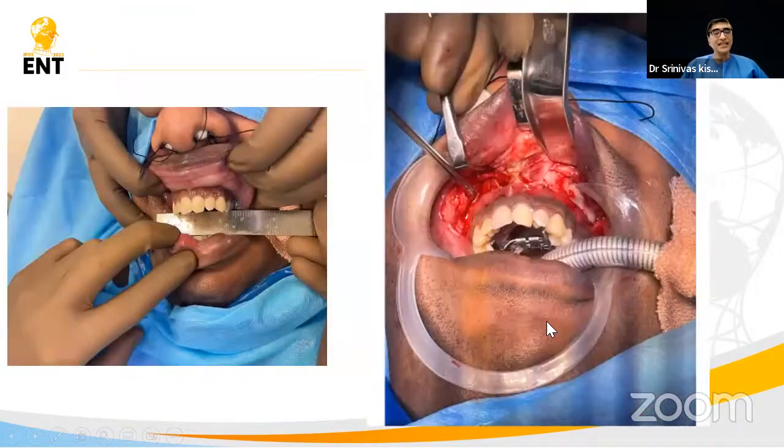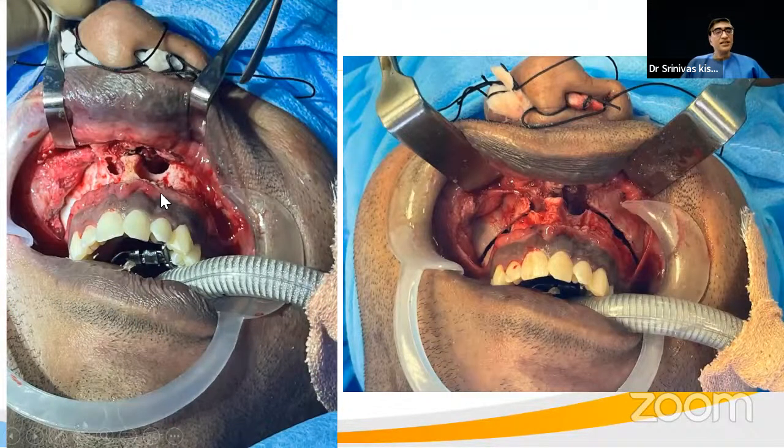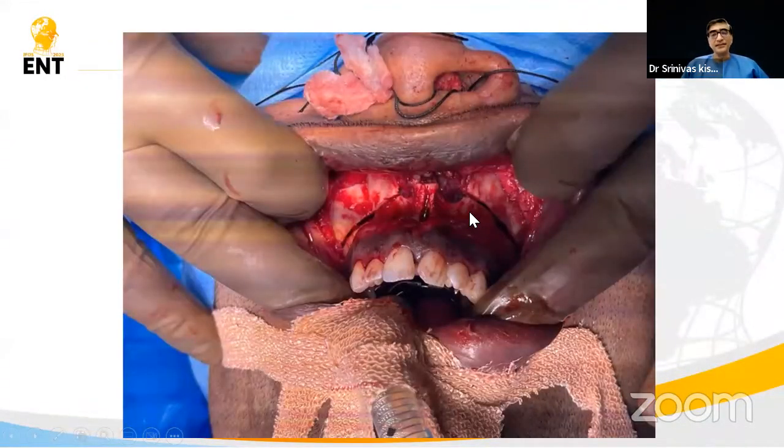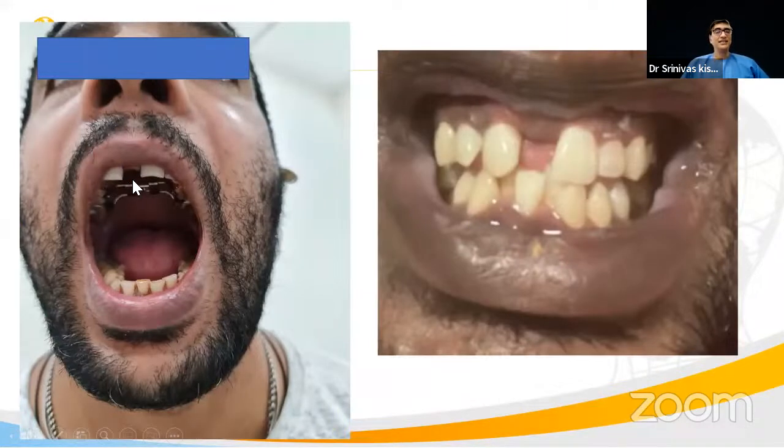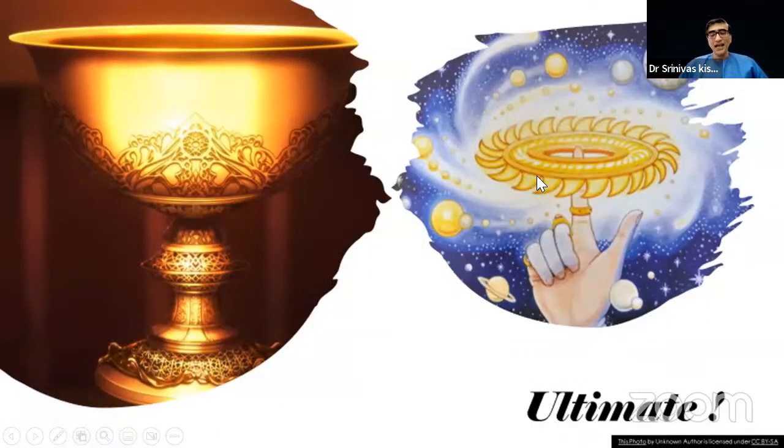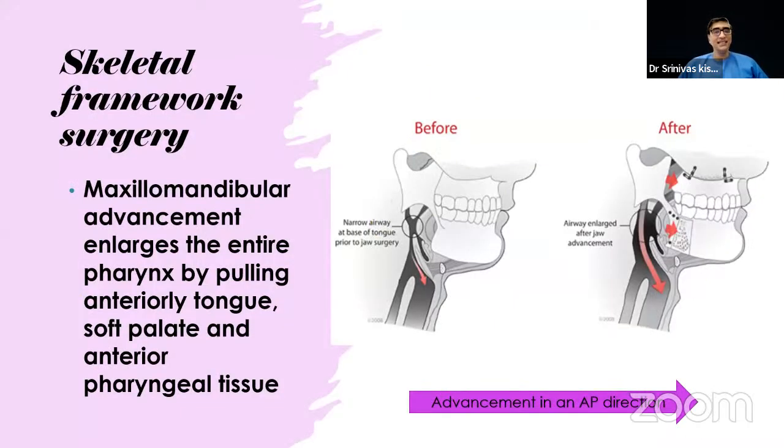Once you do that, this is how you get the end results. At the end of the expansion, you get a wide airway so that the tongue can fit in and you can get good space. Once that is done, the orthodontics is later done and the teeth are brought together. But the ultimate skeletal surgery is maxillomandibular advancement.